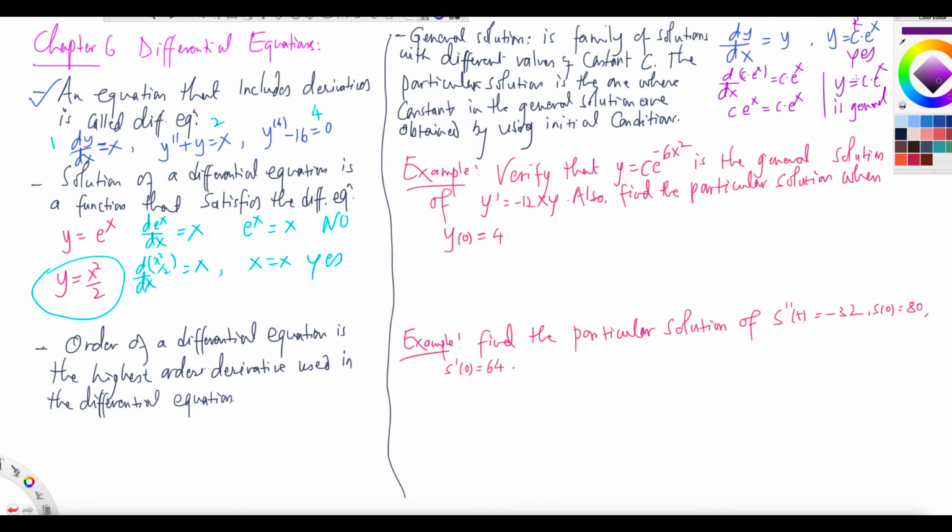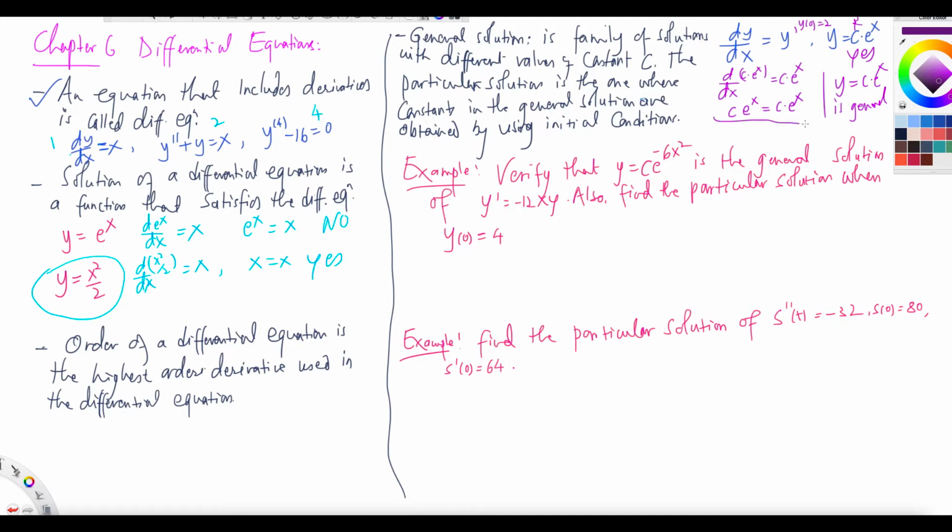Now what is the particular solution? A particular solution is found by plugging in certain values of c. But how do I find out what that c value is? Another piece of information will be given to you, and based on that information we will find out the value of c. For example, the information may be given like dy over dx equals y, and then they will give you y at 0 equals 2. If they give you that, then you will use y at 0 equals 2 to find out c, and then you will get c equals 2 in that case.